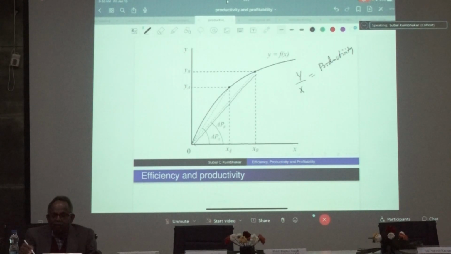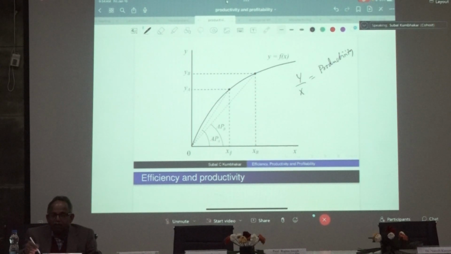So which firm has higher productivity, A or B? Remember that productivity is Y over X. For A, productivity is measured by the slope of this line. So this is the average product or productivity of firm A, and this is the productivity of firm B. Which firm is more productive, A or B? B? Okay, so this is the slope. Which slope is bigger?